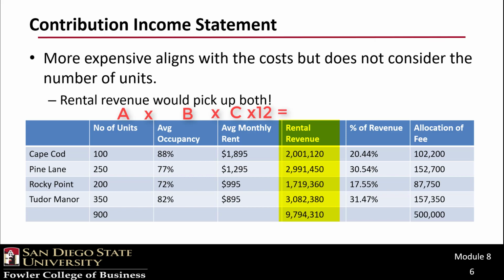12. And we can do that for each of these buildings and determine what is the percent of revenue that's being generated by each of the buildings. And we can use that pro rata share. We can determine the proportion of rental revenue over the total for each building and use that proportion to allocate the fee in what seems like a pretty fair way.